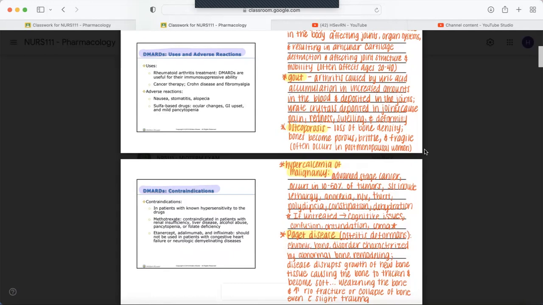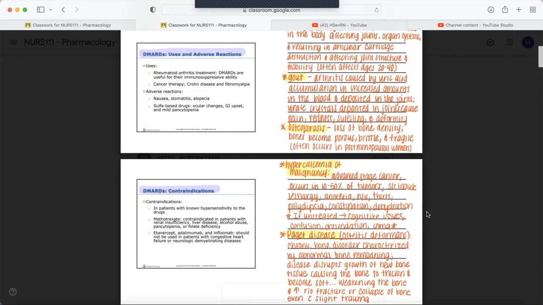Hypercalcemia would be almost the opposite, right? We have too much calcium, specifically seen in advanced stage cancers, right? So, of malignancy means of cancers. It occurs in 10 to 50% of tumors. The client may also be lethargic, anorexic, but they may have nausea or vomiting. They may be extremely thirsty or want to drink a lot, called polydipsia. They might be constipated, and they might become dehydrated. If untreated, hypercalcemia of malignancy is going to cause cognitive issues, confusion, obtundation, and coma.